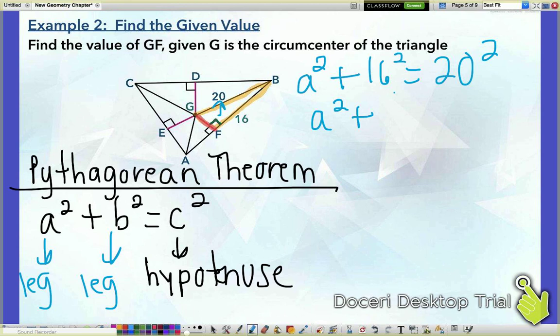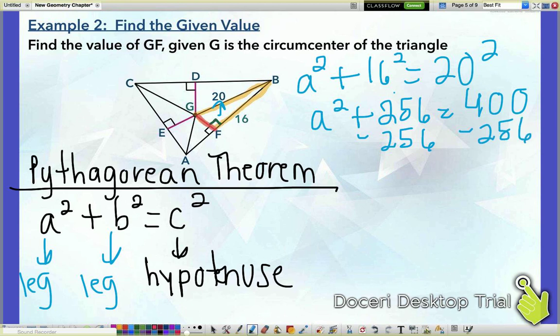So 256 equals 400. Okay? So I'm going to minus 256. And that is 144. Okay, am I done? No. I want A all by itself.